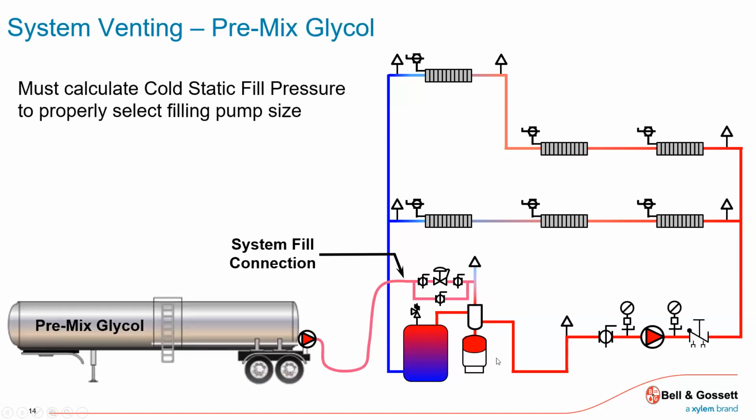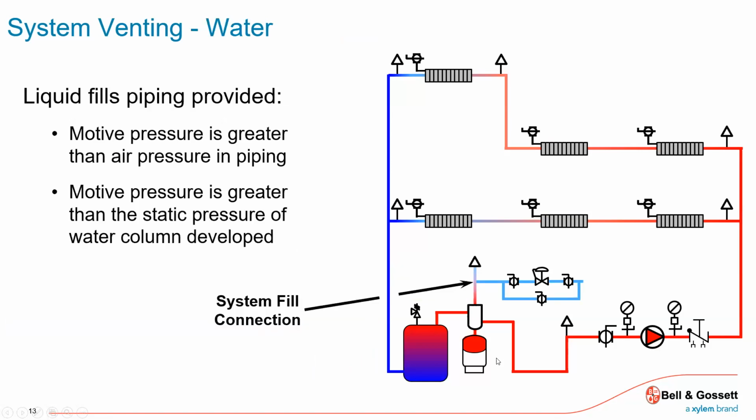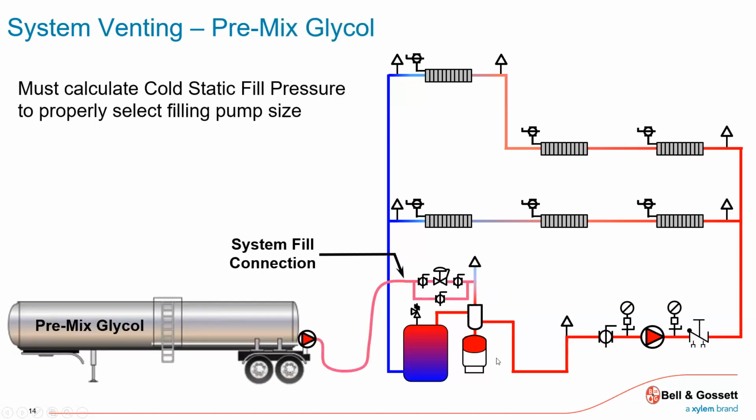If I'm doing a pre-mixed glycol, I might be using a pump instead of street pressure, because I've got my water glycol mixture package. So I want to calculate that. What is my requirement? What's my cold static fill pressure to get to the high point in that system? Because that's how I'm going to select what size pump I need to fill that particular building with that glycol water mixture. So I'm either using street pressure, what do I have coming in relative to the height of the building? Or if it's a glycol water mixture, I'm using a pump. I just want to make sure the pump has the capacity to get that water to the high point.